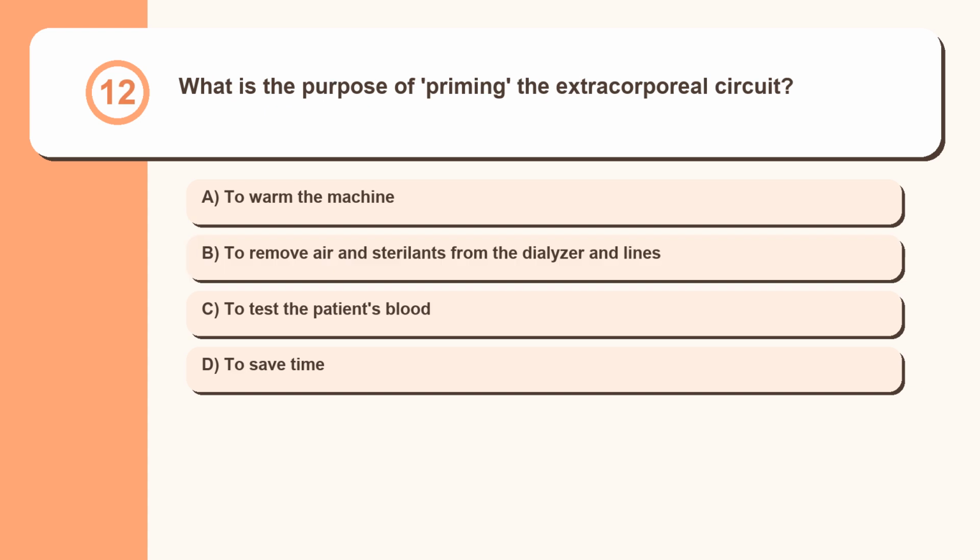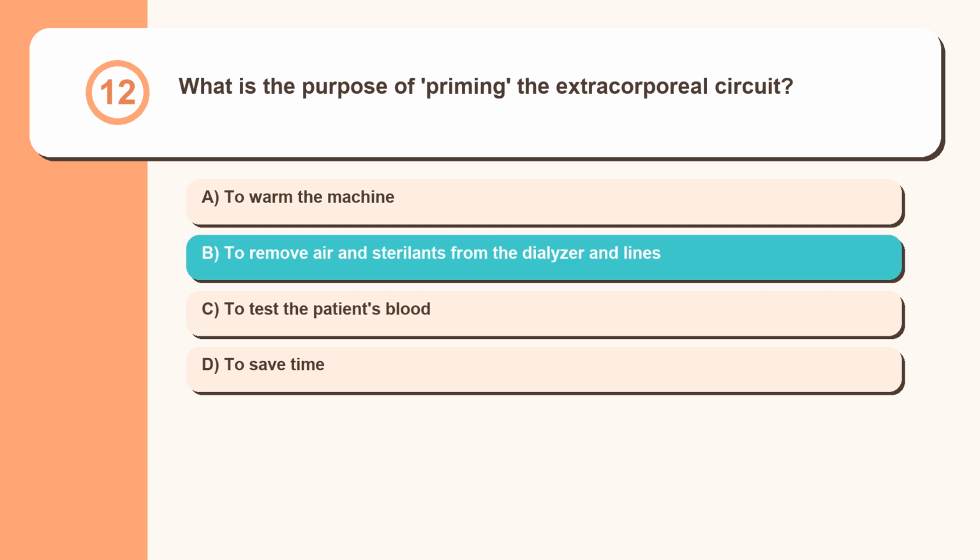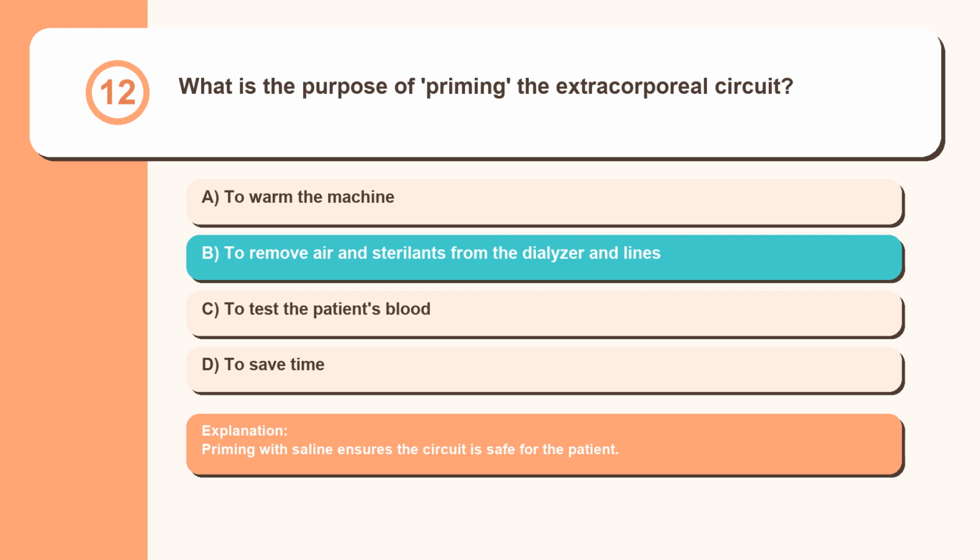Question 12. What is the purpose of priming the extracorporeal circuit? To warm the machine, to remove air and sterilants from the dialyzer and lines, to test the patient's blood, to save time. Priming with saline ensures the circuit is safe for the patient.